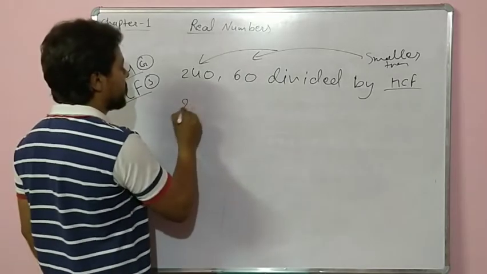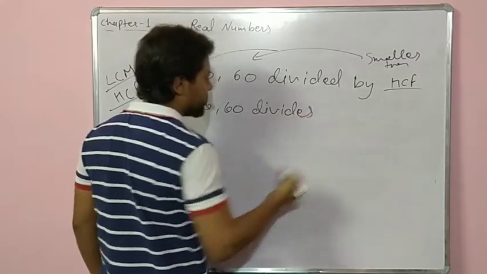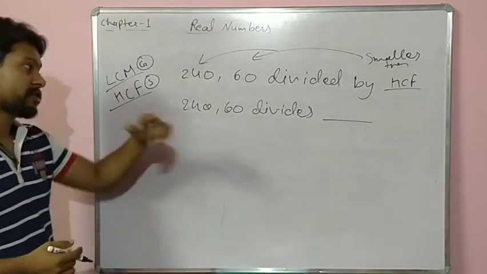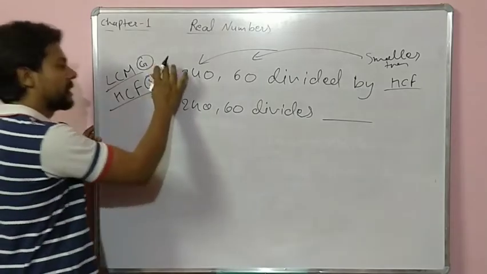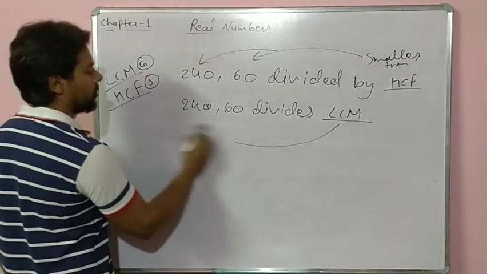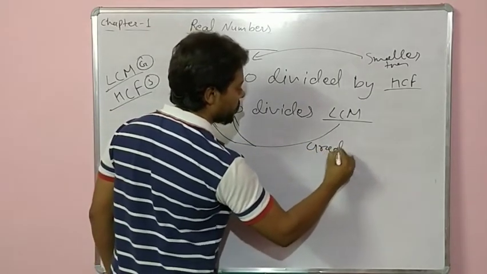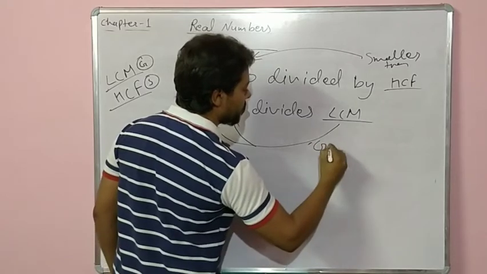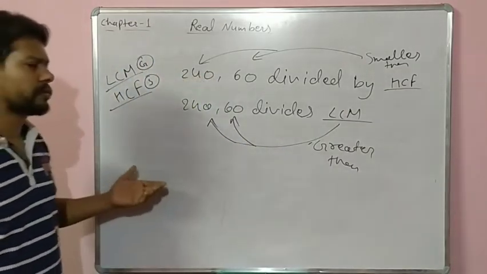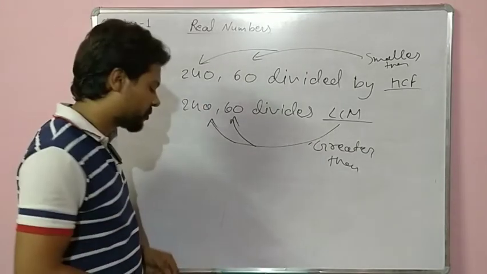Okay, and when any two numbers divide anything, it must be greater than them, so it would be LCM in that case. Okay, so now understood. We have discussed two kinds of problems. First, real life situation word problems, and these two kinds of word problems. So be careful about that.